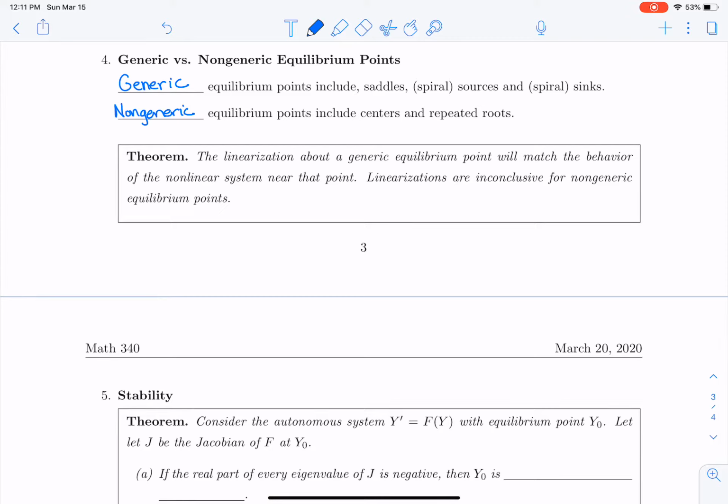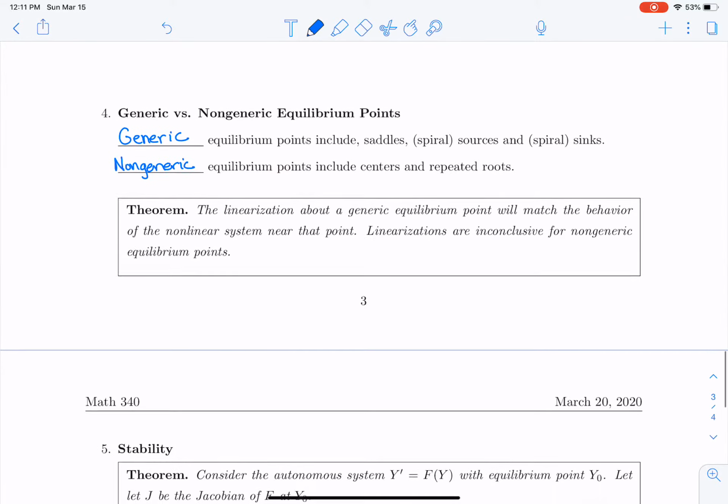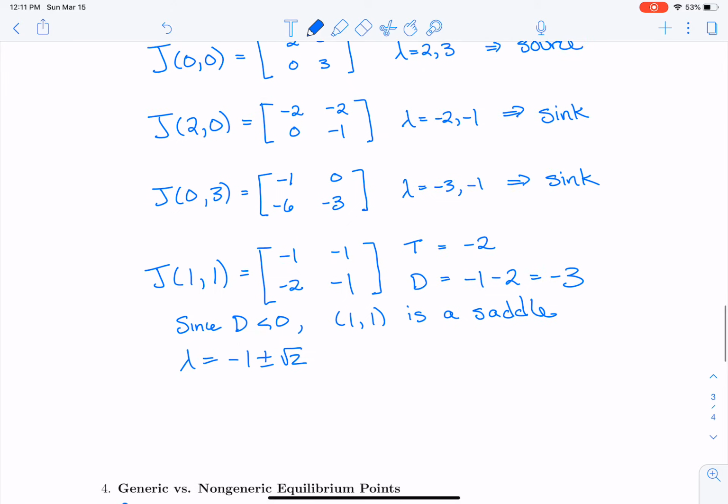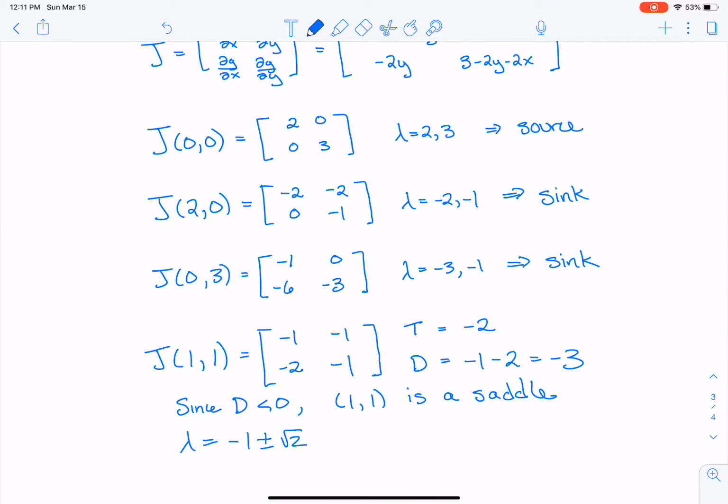And we have a theorem that says the linearization about a generic equilibrium point will match the behavior of the nonlinear system near that point, but that linearizations are inconclusive for non-generic equilibrium points. So what does that mean? That means that when we came back to our previous example and linearized the system, and we saw for the linearized system that (0, 0) was a source, then that's true for the nonlinear system. When we saw that (2, 0) and (0, 3) were sinks, that was true for the nonlinear system. And when we saw that (1, 1) was a saddle, that was true for the nonlinear system.